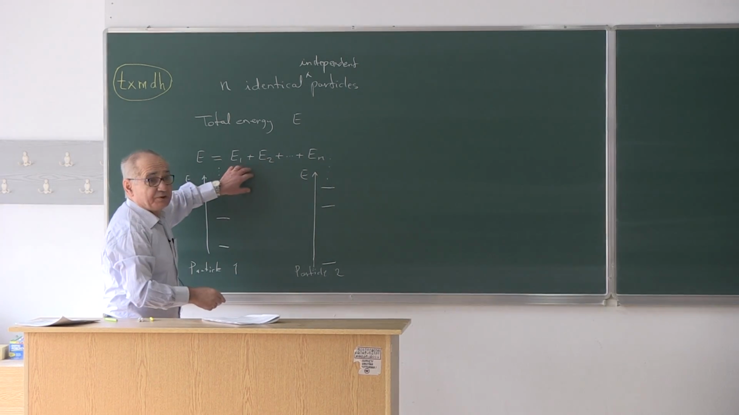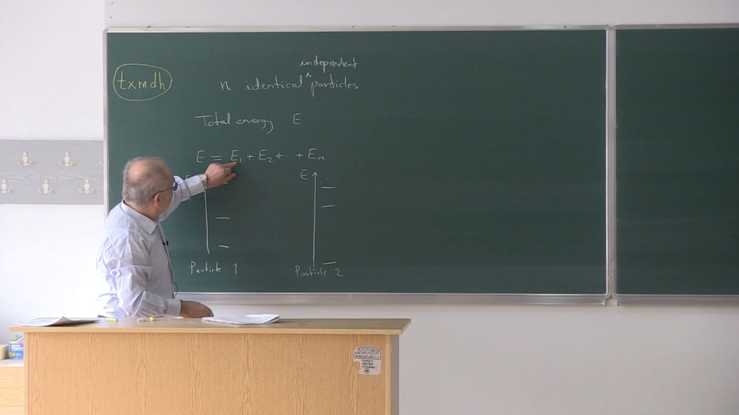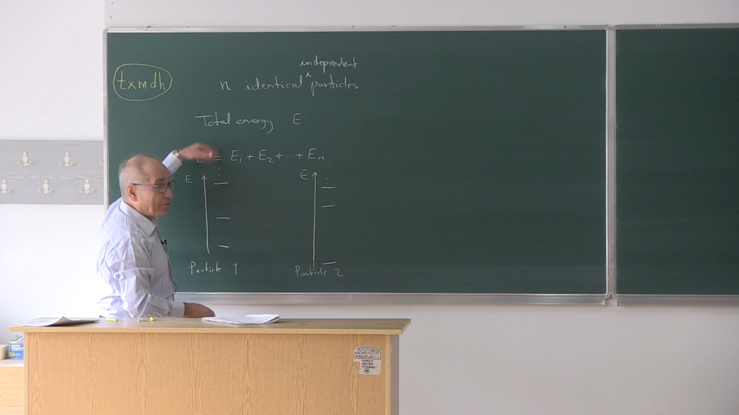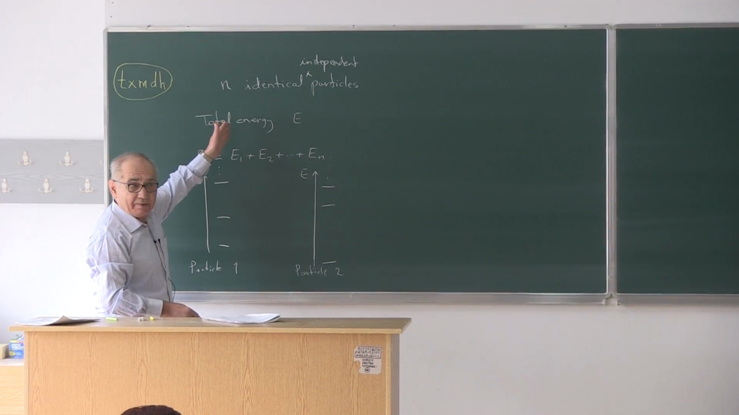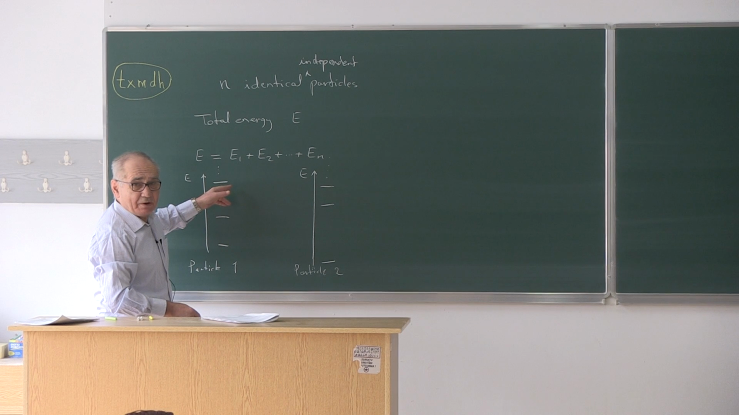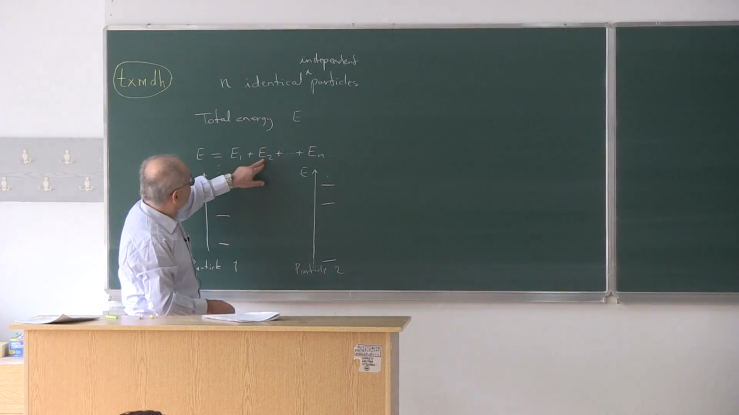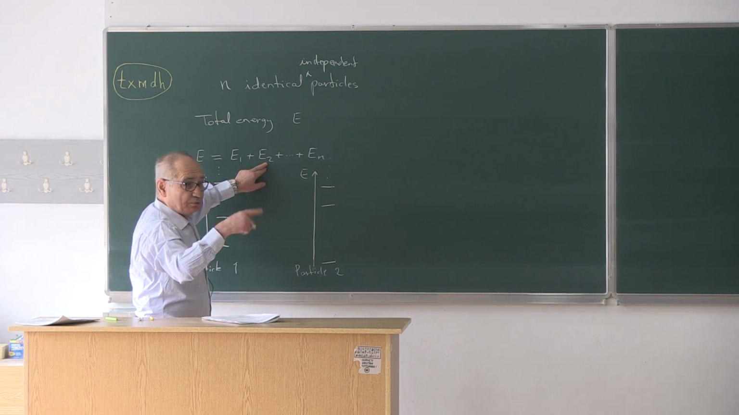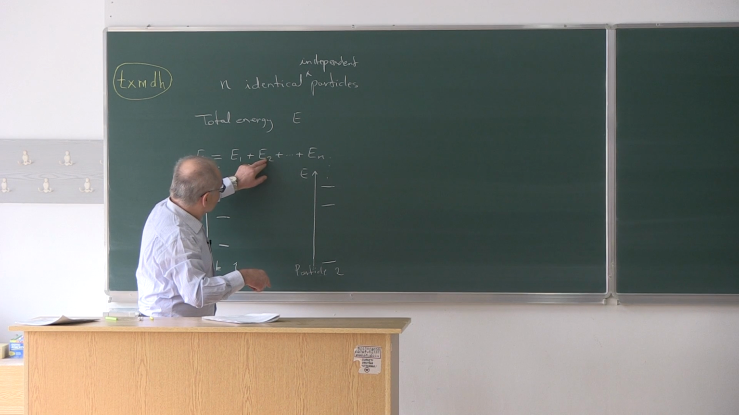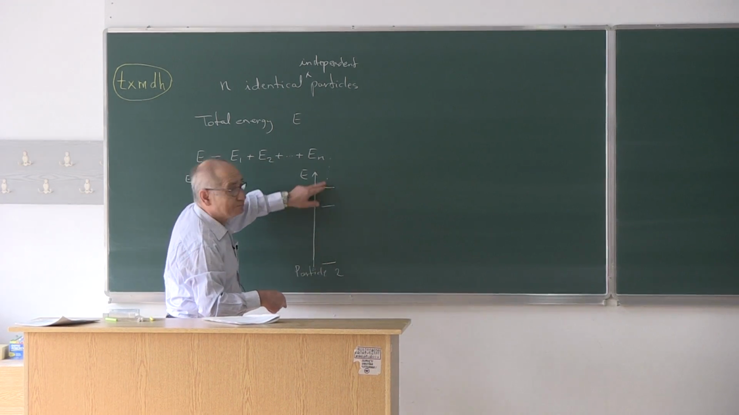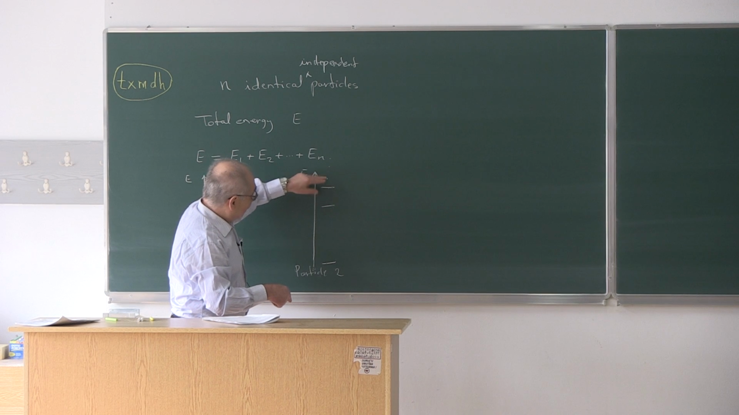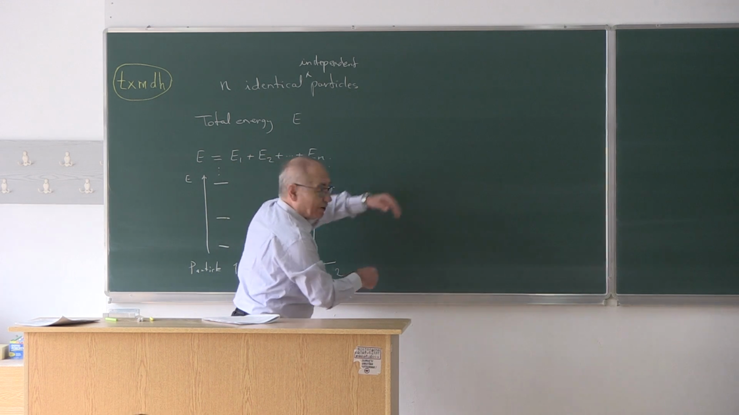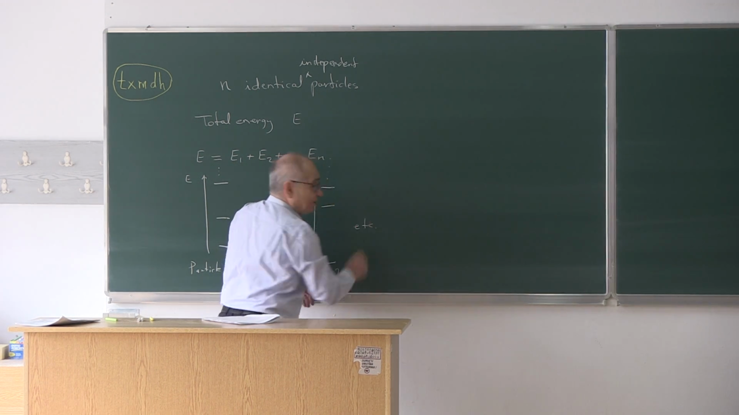So in this expression, the value of E1 could be any one of these numbers, this one or that one or that one, or any energy level of particle 1. Similarly, E2, this is the contribution from particle 2. This number could be any one of these allowed values for particle 2. Similarly, for the other particles, and so on.